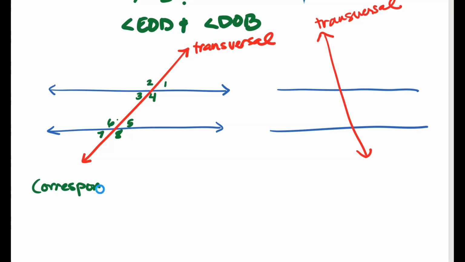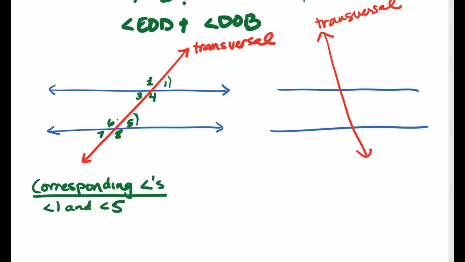Corresponding angles are angles that are in the same location of an intersection. What I mean by that is angle 1 right here, which is in the top left of this intersection, corresponds with angle 5, which is also in the top, or I'm sorry, I said top left, it's top right, and then 5 is top right as well. So one corresponding pair would be angle 1 and angle 5.